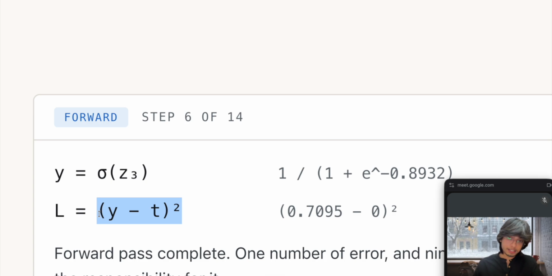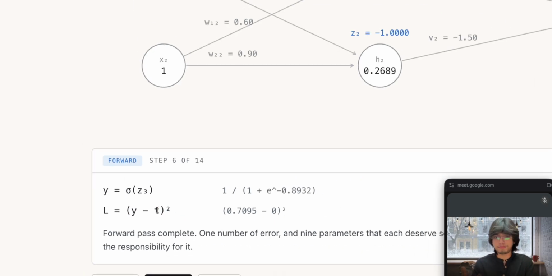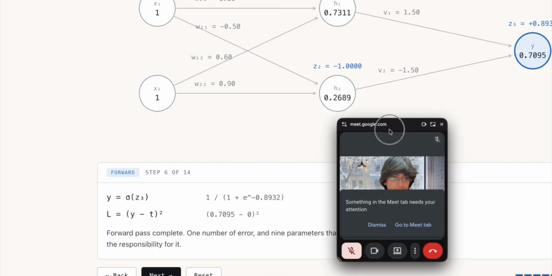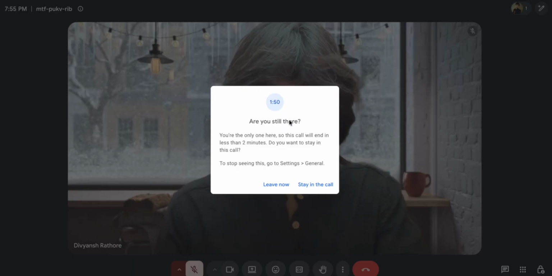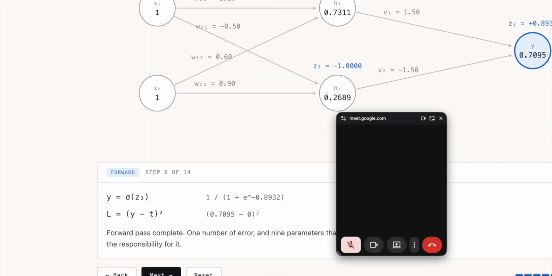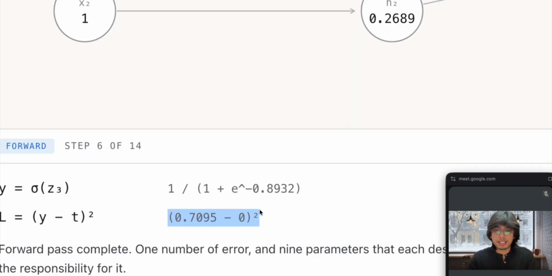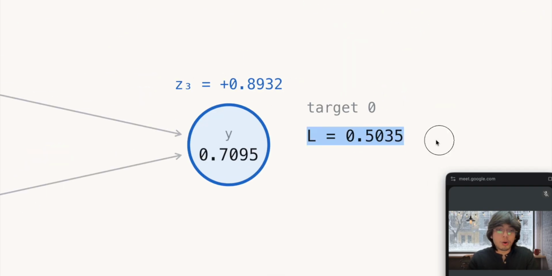Now, why are we squaring it? The simple reason is that, let's say one input gives us a plus x loss and the other input gives us a negative x. If we don't square it, the overall loss would become 0, and we don't want that. So to get rid of that negative sign, we square it, right? In this case, this is the difference, and once we square it, we get the loss as 0.5.